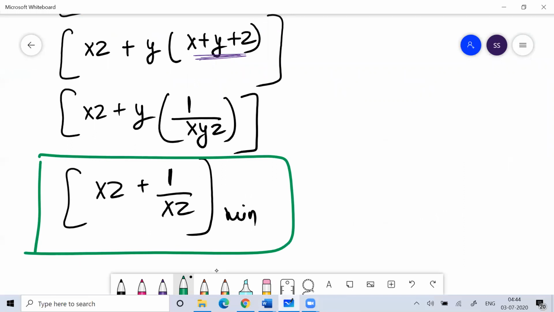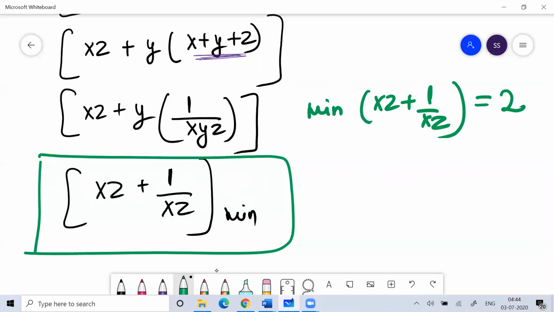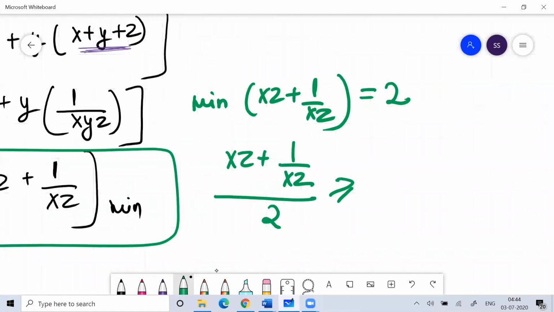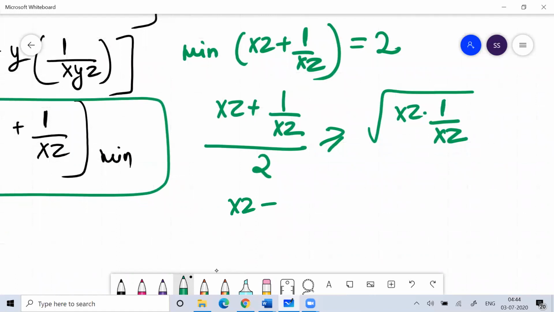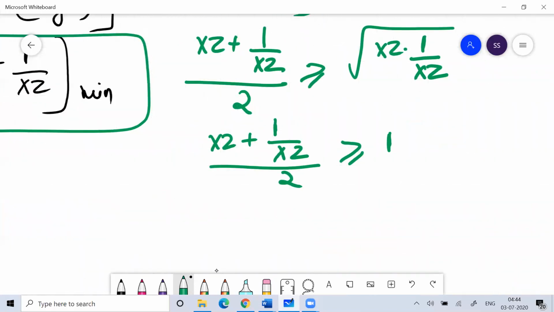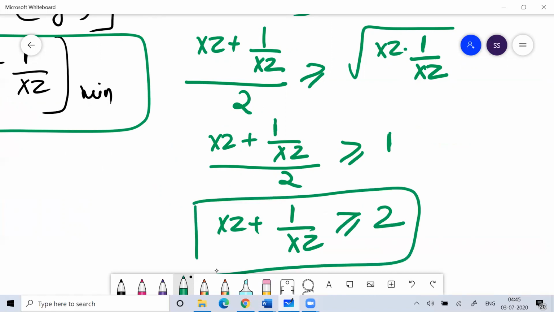So you can prove this also. It means the minimum value of xz plus 1 by xz would be 2, because this is the concept. You can take xz plus 1 by xz divided by 2, the arithmetic mean, and that would be greater than or equal to the geometric mean, the root of xz into 1 by xz. So xz plus 1 by xz divided by 2 is greater than or equal to root of 1, which is 1 only. That means the minimum value of xz plus 1 by xz is 2, provided that x and z are greater than 0. I hope you understood this.